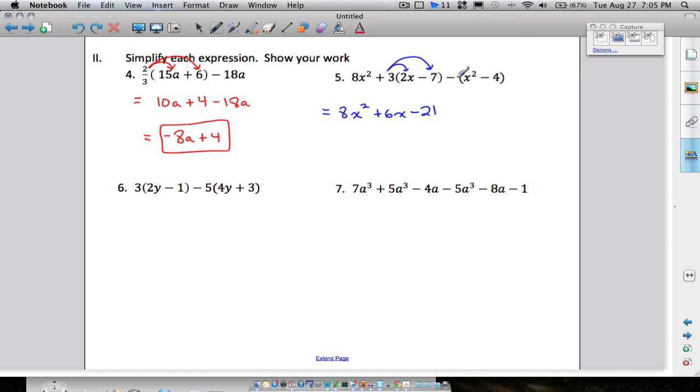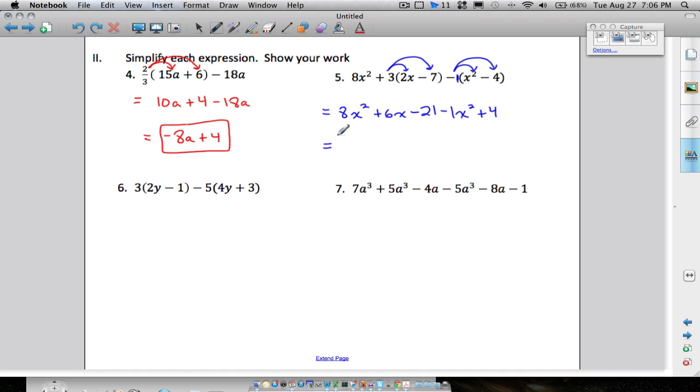And then be careful here. This is an understood negative 1 that you need to distribute to these two terms. Negative 1 times x squared is negative 1x squared. I'm okay if you write just negative x squared. That'll be fine without the 1. And then a negative 1 times a negative 4. Make sure you watch your signs there. That becomes a positive 4. Negative 1 times negative 4 is positive 4.